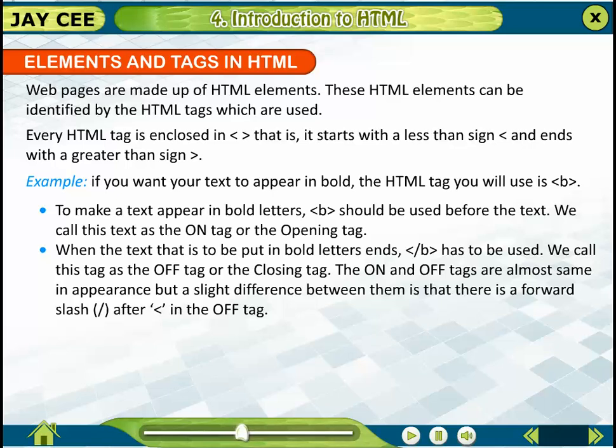We call this tag the on tag or the opening tag. When the text that is to be put in bold letters ends, </b> has to be used. We call this tag the off tag or the closing tag. The on and off tags are almost the same in appearance, but a slight difference between them is that there is a / after the less than sign in the off tag.